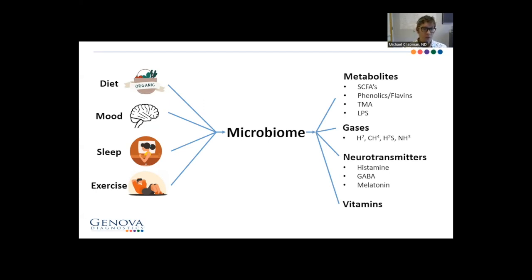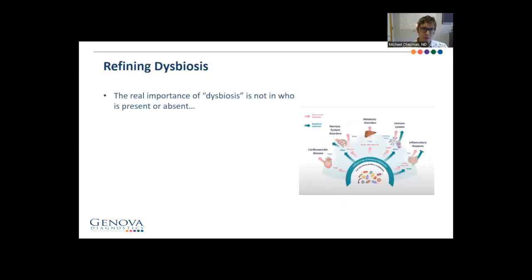What's it doing? And what's the main problem? I would say that the real importance of dysbiosis is not necessarily in which bacteria are there, but about what those bacteria are doing, right? Because one of the major roles of those bacteria is to produce things that are beneficial for us. So if we are able to look at not just who's there, but what they're doing, it's all about what metabolites are being created.